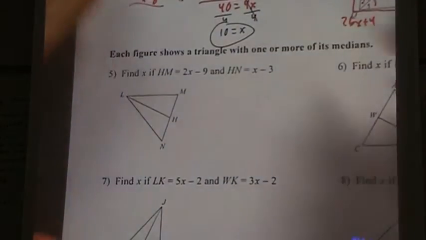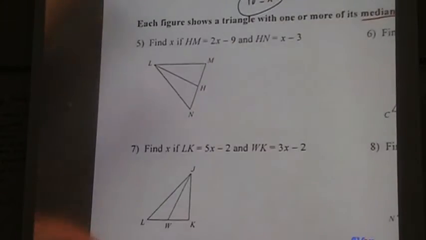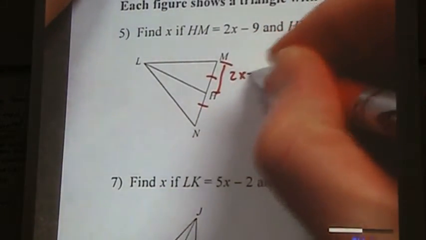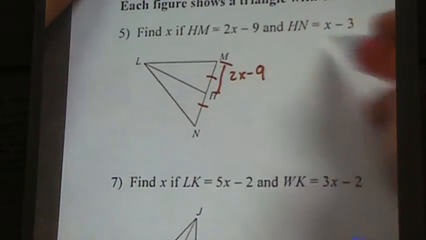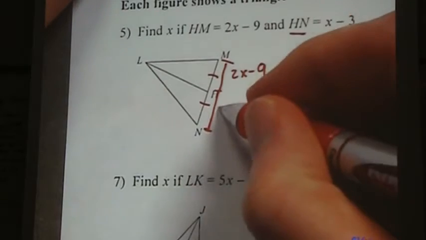Next problems go into medians. Okay, remember what a median does? It cuts a side in half. So, number 5. Find x if HM, first off median. There's my median. HM equals 2x minus 9, and HN equals x minus 3.